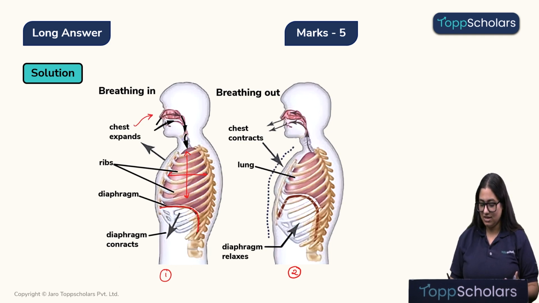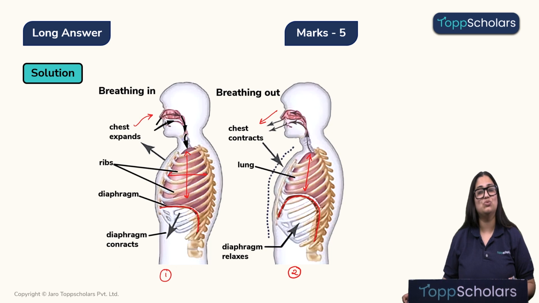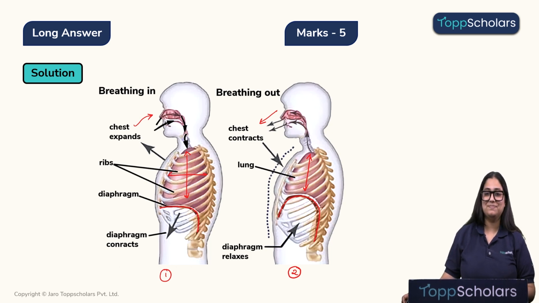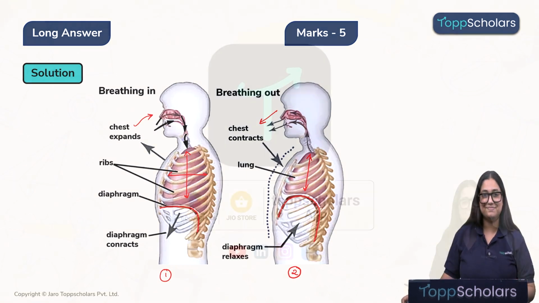Similarly, we can see over here that during expiration, the diaphragm relaxes and it again becomes dome shaped. And as a result of which, can you look at the size of the lungs? It has reduced. Exactly. So since the lung volume decreases, the lung pressure increases and the expiration or the exhalation will take place. I hope this was clear, children.